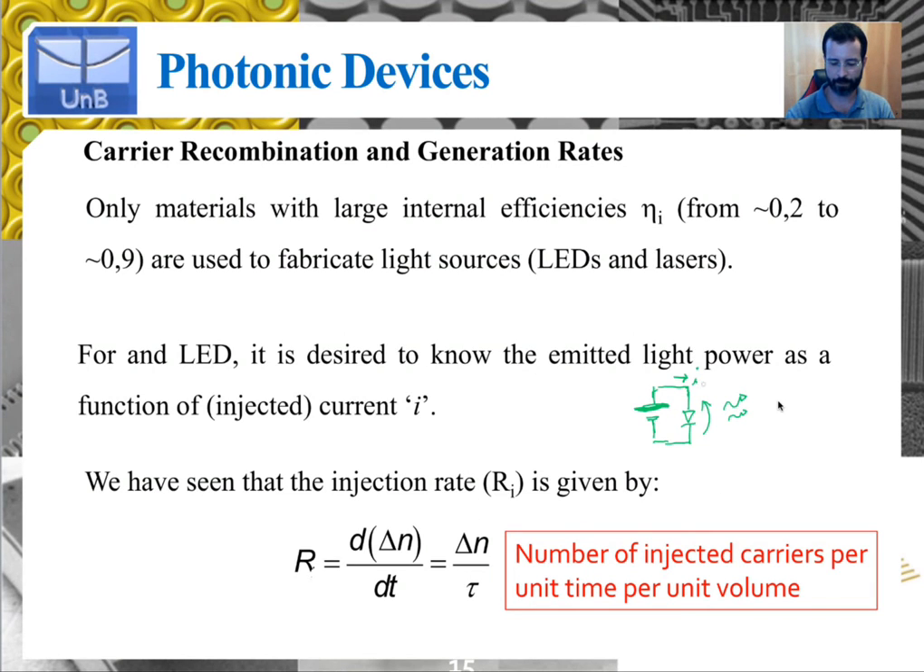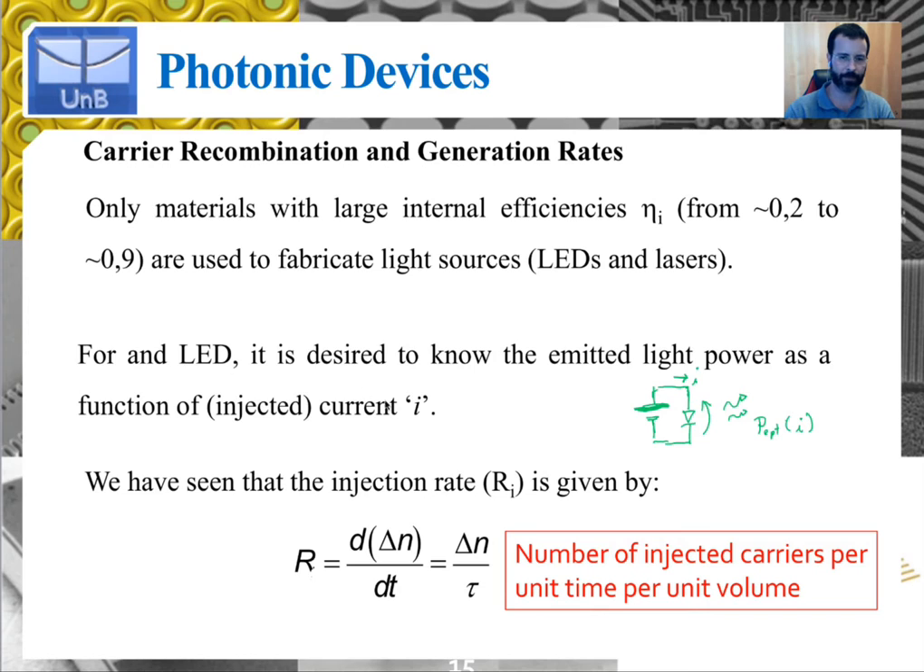And for a given current, you have a given emitted optical power, and we wish to know how this optical power behaves as a function of I. In other words, what is the function that describes this emitted optical power with respect to I? It turns out it's a linear function. If you increase the direct current up to a certain point, the emitted power will increase linearly, but still we wish to know what the proportionality constant will be.